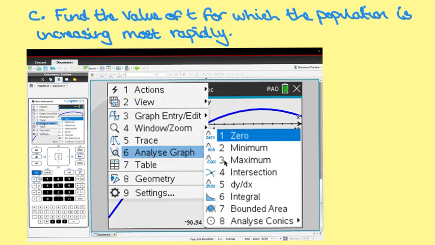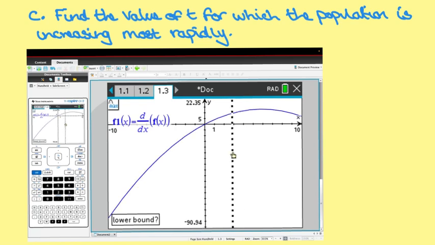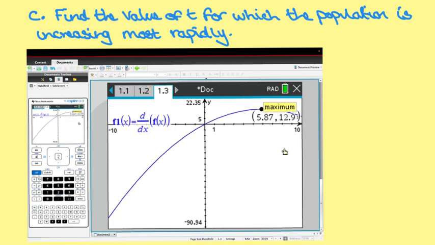So analyze graph, maximum, slightly to the left, now to the right. So my maximum occurs when t equals 5.87 and has a value of 12.9. To answer the question, the population is increasing most rapidly when t is equal to 5.87 months.